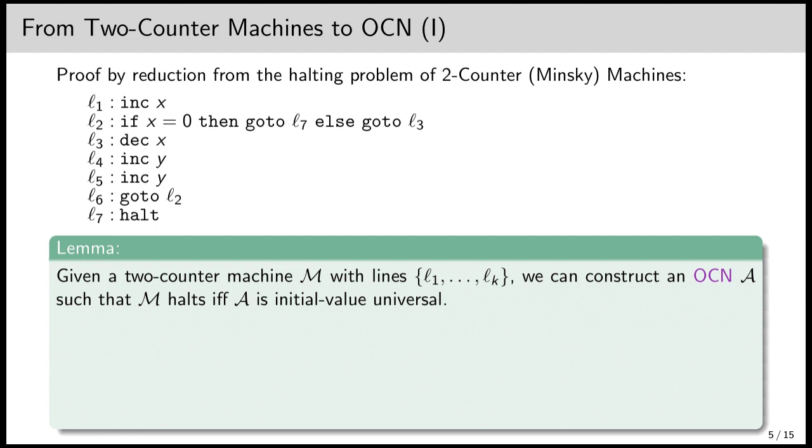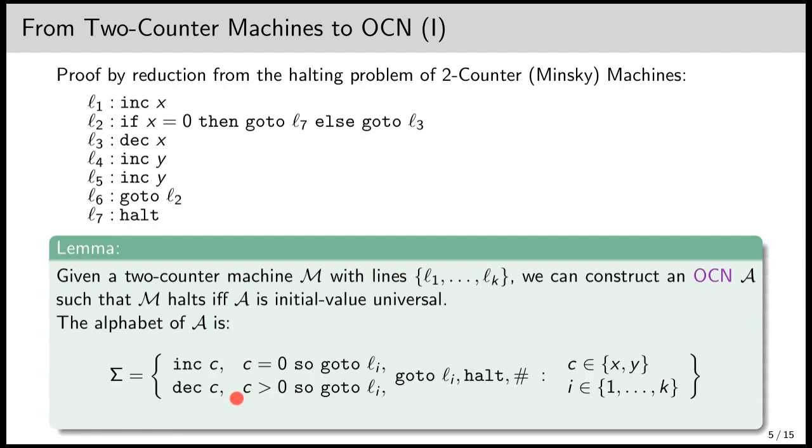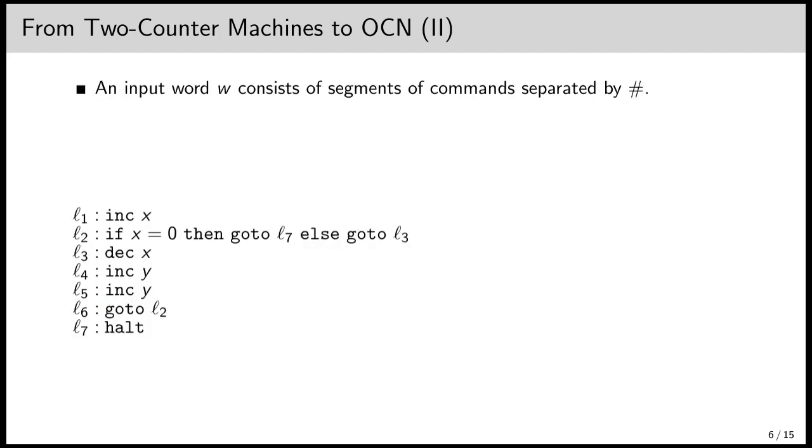Intuitively, A reads descriptions of supposed runs of M, which may or may not be actual legal runs. For this description, we separate between the results of zero tests, so the alphabet of the OCN A consists of the commands increase x or y, decrease x or y, a zero result of zero tests, a non-zero result of a zero test, go to, halt, and the new symbol sharp. So the OCN we build reads words that consist of segments of commands separated by sharps. These segments supposedly follow the runs of the counter machine.